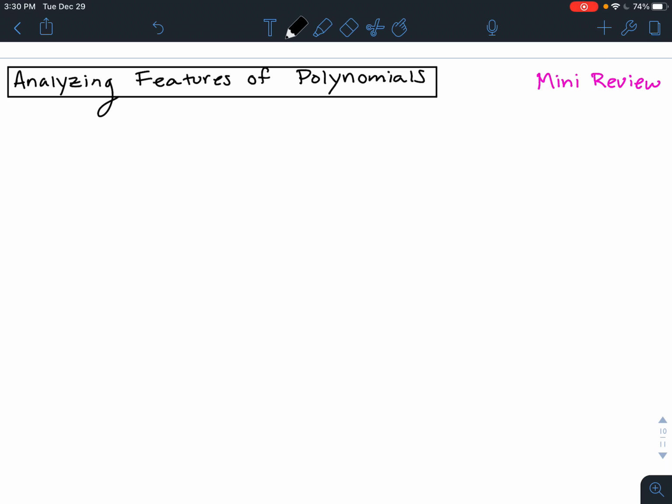So there are a bunch of different vocabulary words used to describe the different graph features of polynomials, or really any sort of equations, but specifically talking about polynomials. So first, let's review what all the different graph features we might be looking for are.